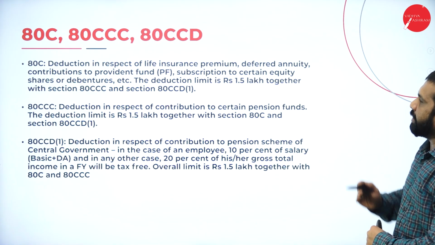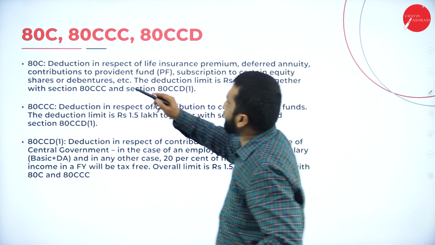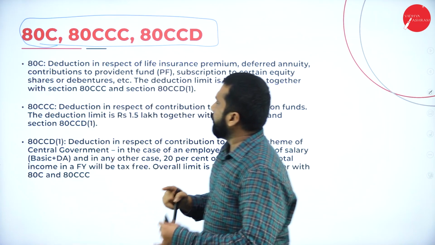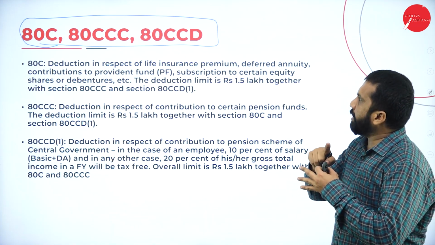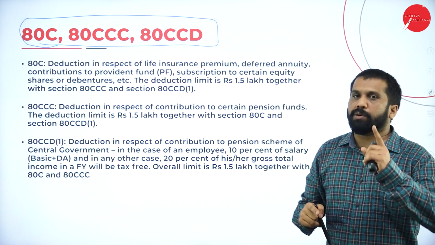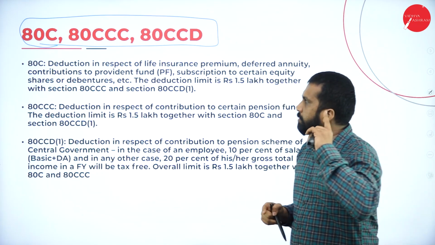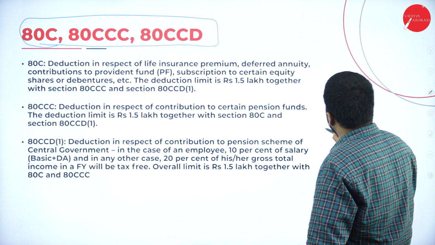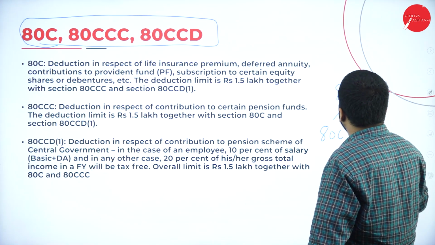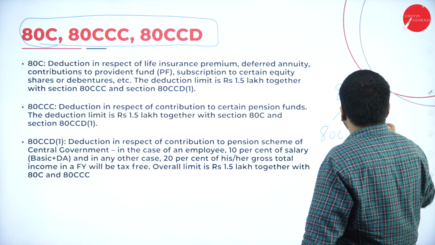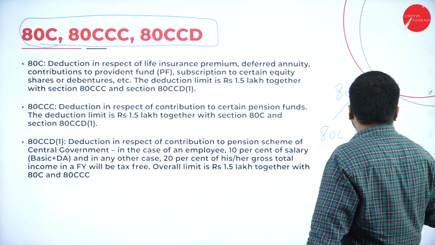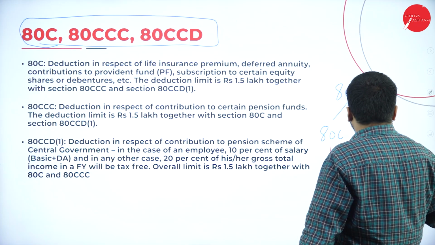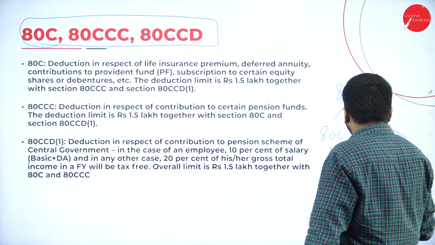Good. Now, these are the deductions. They all come under one slab. All are considered as one. 80C, 80CCC, 80CCD all come under one roof. So we call it 80C. Under this you have 80C, under this you have 80CCC, and under this we have 80CCD. All put together, the maximum limit is what?